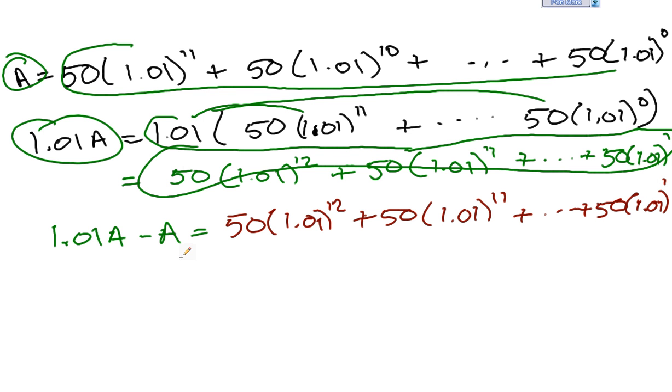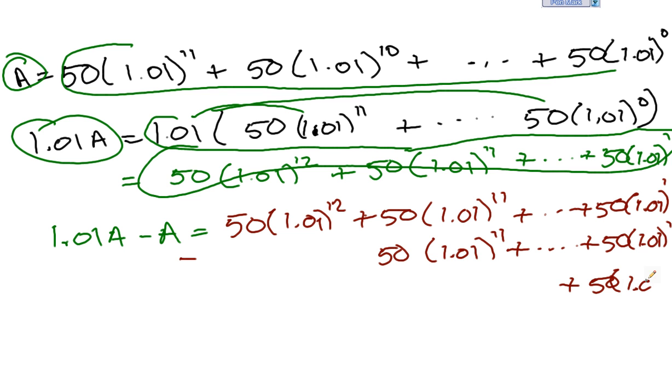Okay, now I'm subtracting from that this whole set of terms right here. So this is going to be 50 times 1.01 to the 11th power. I'm just lining things up because I don't have a 12th power up here, plus all the way down to 50 times 1.01 to the first power, plus 50 times 1.01 to the 0th power.